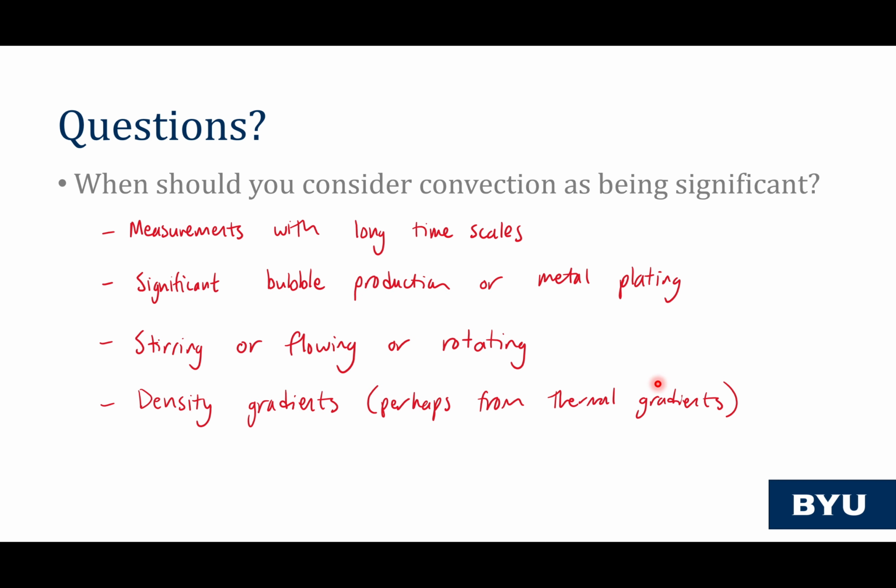All right, so I would say that you should consider convection being significant in the following conditions. So if you're measuring with long time scales, this just gives convection more and more of a chance to play a role in your experiment as your diffusion layer thickness grows. Also, if you're producing bubbles, if you're plating out metals, you should expect there's going to be some density convection effects. If you're stirring, flowing, rotating, of course, or if there's a decent thermal gradient that could lead to a density gradient.